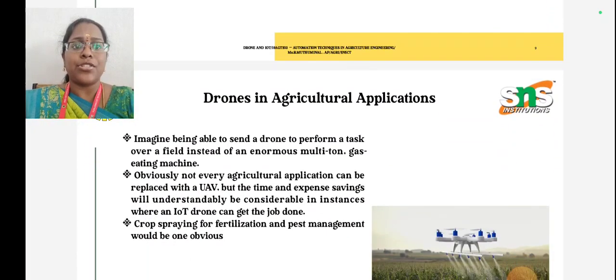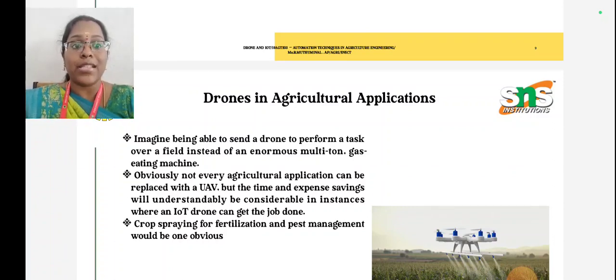Drones in agricultural applications is the major topic that has to be considered for us. If we are going to assign some important task to the drone, we have to consider the field instead of an enormous multi-ton or gas heating machine. That means every agricultural application has to be replaced with a UAV. Then we have to consider specific time and expense savings. With IoT, a drone can get the job done in a very minute manner.